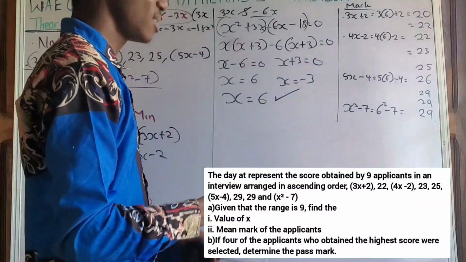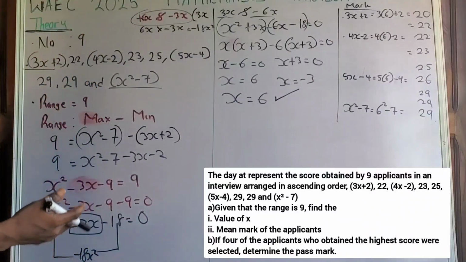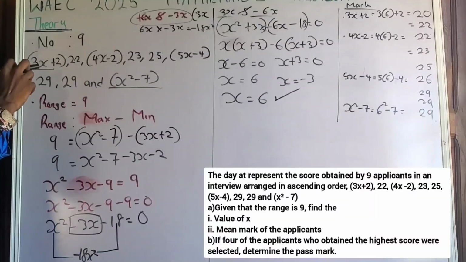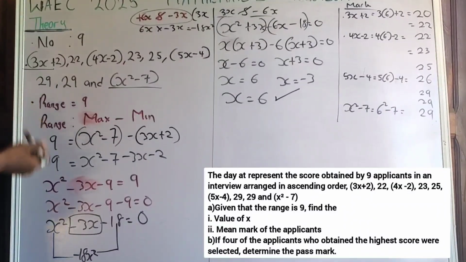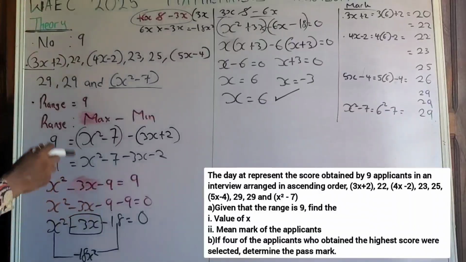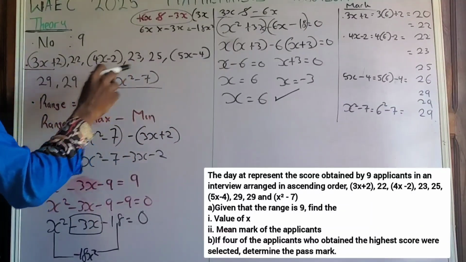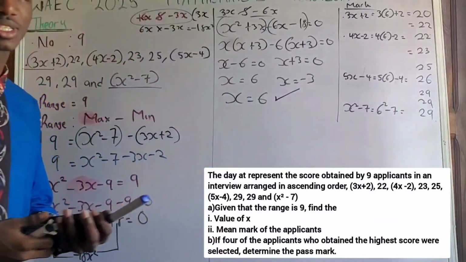Having gotten this, please pay attention. I cannot find the mean mark of the applicants without substituting the value of x into the marks that have x. And that's what I did. I substituted the value of x as 6 anywhere I have x in these marks. Then I obtained all these values. Do you understand what I did?